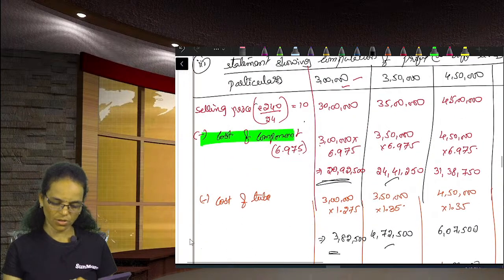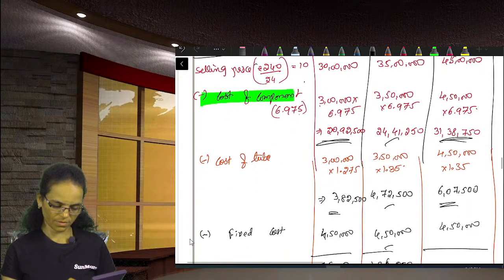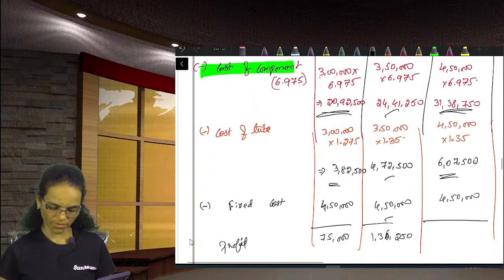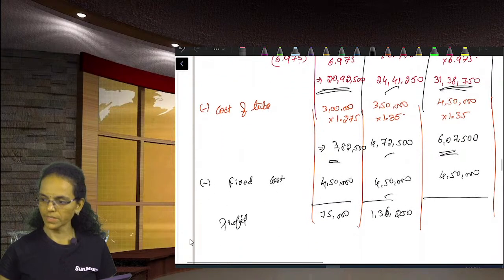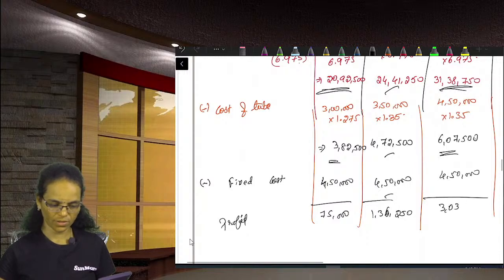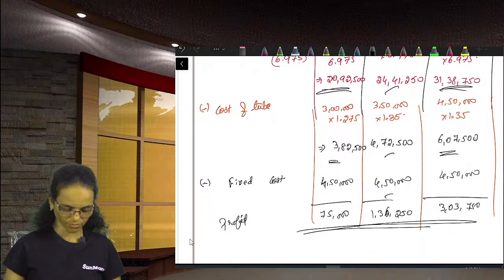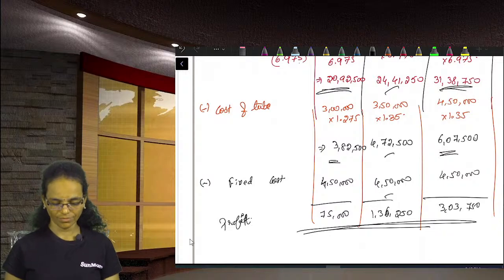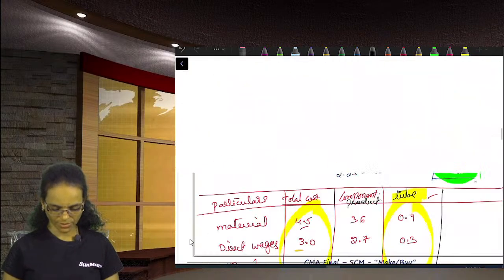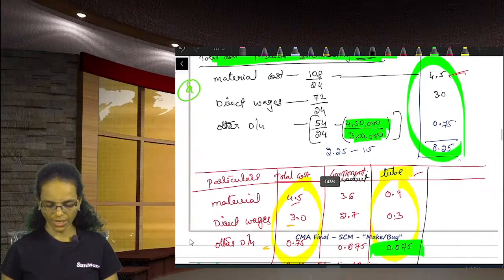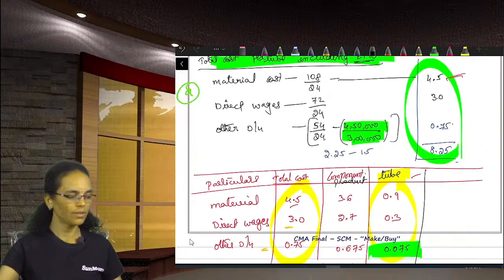Next one, 45 lakhs minus these elements is 3,03,750. Okay, this is the profit element. Very big problem. Just have a look at here. I'll give you 1 minute of time. Have a look at here.